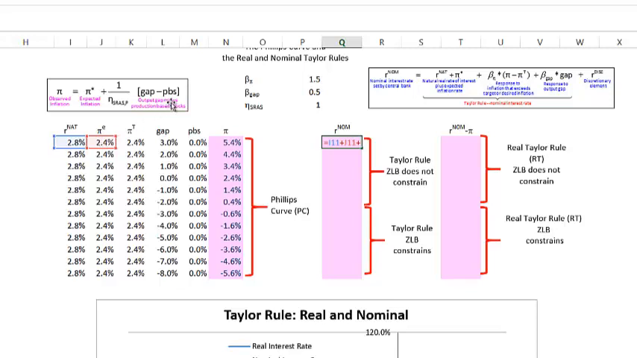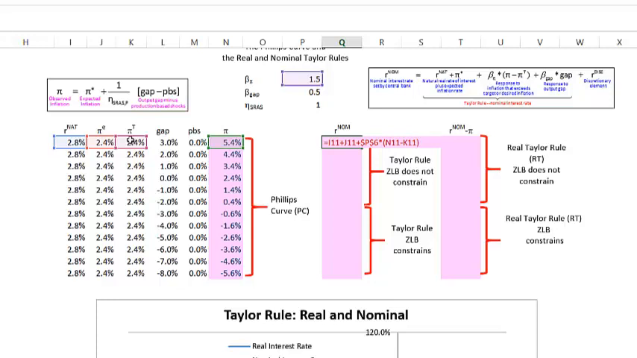So we start off here with this parameter here, beta, and we're going to nail that down, and then we're going to put the inflation rate, which we just calculated from the Phillips curve, minus the target rate of inflation. So you can see that in this case, the target rate of inflation is below the actual rate of inflation.